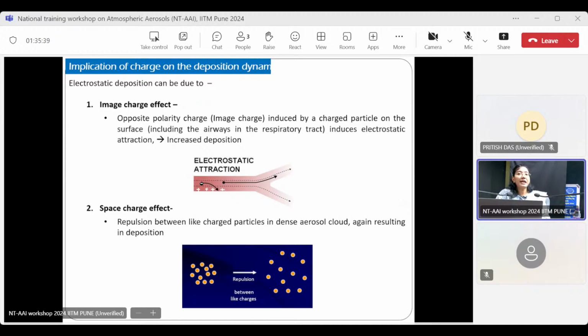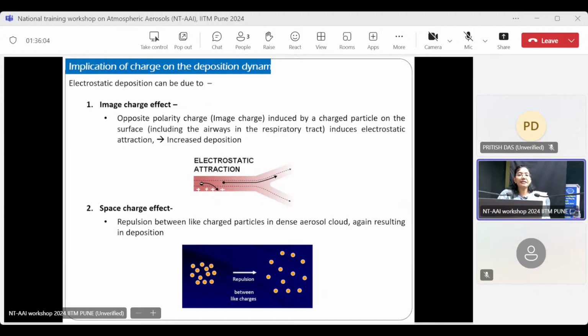The first effect is the image charge effect. When a particle passes near a conducting surface, it will induce an opposite polarity image charge. Because of that opposite polarity image charge, there will be attraction, and that attraction will increase the deposition. So electrostatic attraction, because of the image charge effect, increases the deposition.